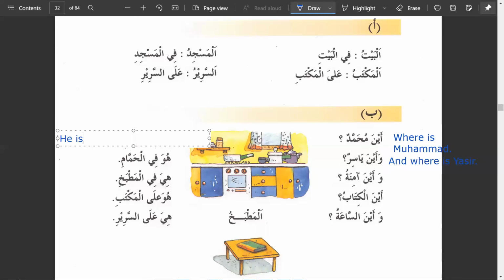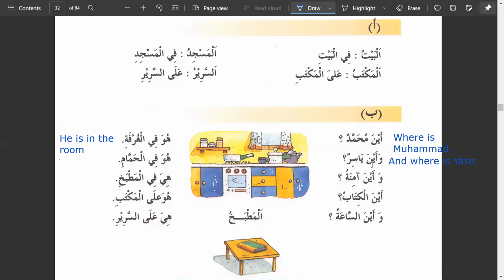He is in the room. Huwa fil ghurfati. He is in the room, right? So, huwa means he. Yes. Huwa is he. Fi means in. Al ghurfati, the room. Huwa fil ghurfati. So, he is in the room. This is a complete sentence, right?